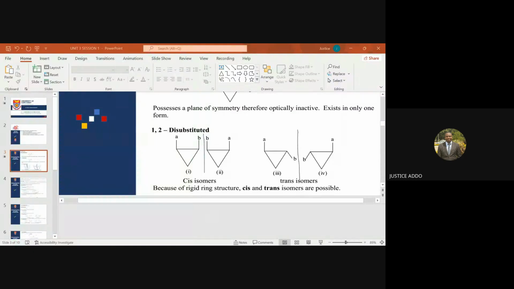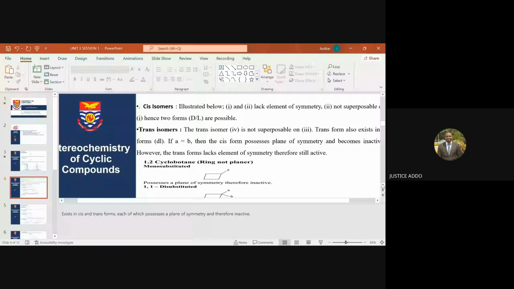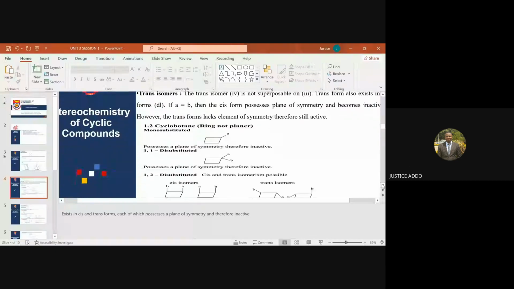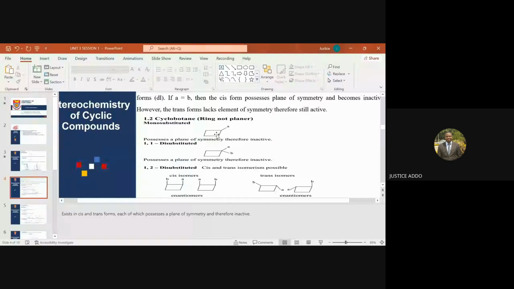So that is that. So it's the same understanding and then the same principle. If you look at the other, you see that now it's no more cyclopropane, but then cyclobutane, a 4-membered ring. But then we have mono substituted, and then we have the 1,1. The two of them are all going to have a plane of symmetry. So they will be what? Optically inactive, and they will exist as what? One form.